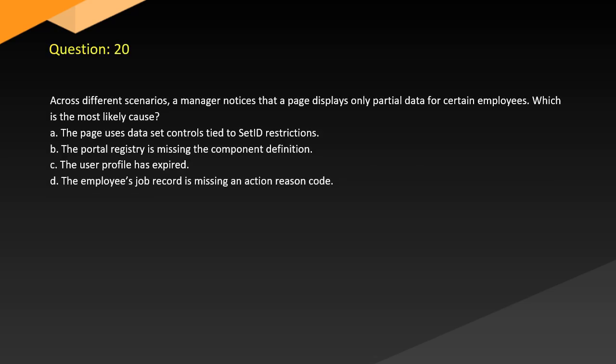Question 20. Across different scenarios, a manager notices that the page displays only partial data for certain employees. Which is the most likely cause? A. The page uses data set controls tied to setID restrictions. B. The portal registry is missing the component definition. C. The user profile has expired. D. The employee's job record is missing an action reason code.